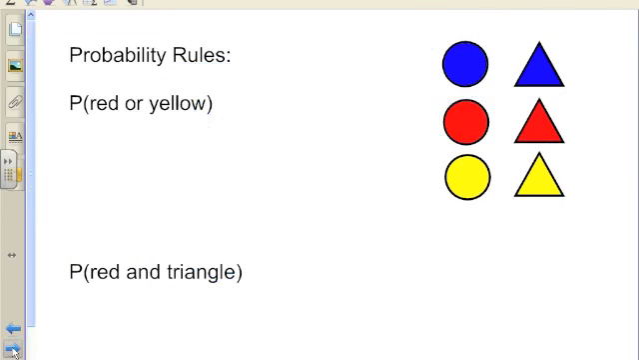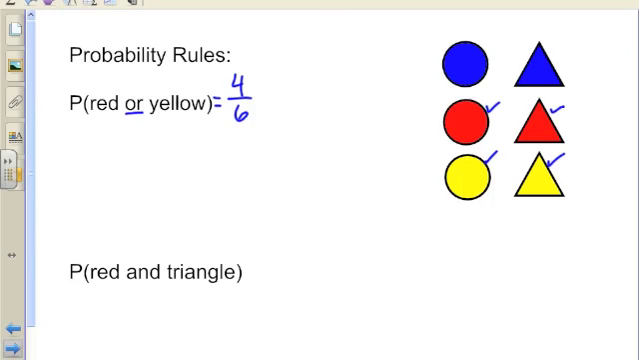Again, I know these are really basic, but I want to point out how they work while we have really simple examples. So the next question is probability of red or yellow. Well, if I come over and actually count, this thing is red or yellow, this thing is red or yellow, this thing is red or yellow, this thing is red or yellow. So there's 4 out of 6 shapes.